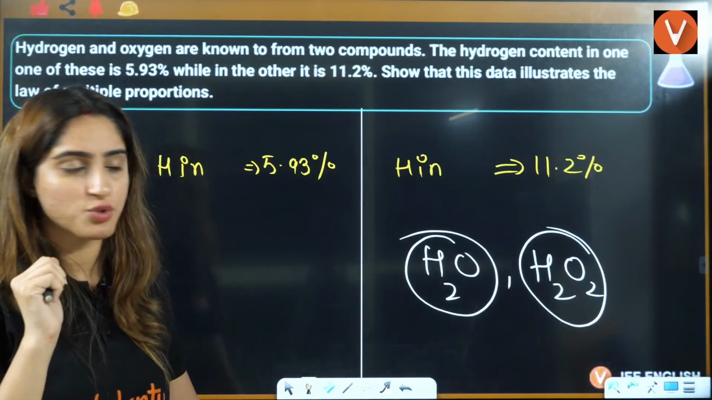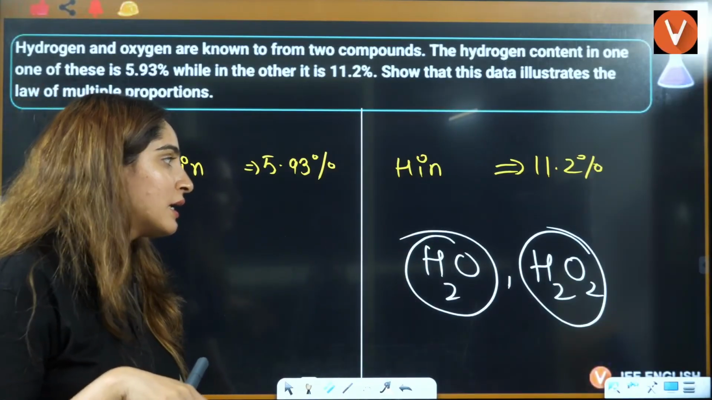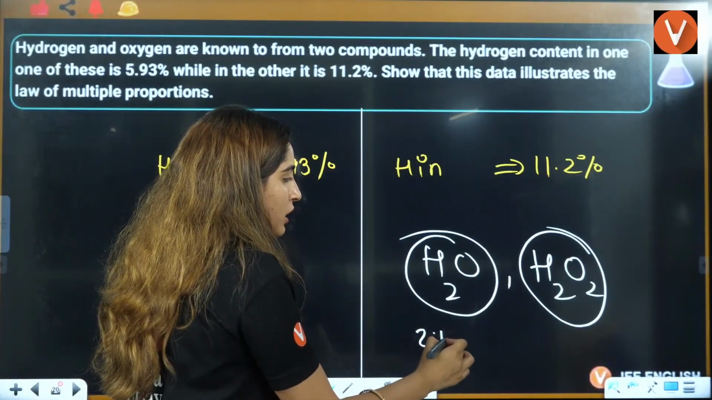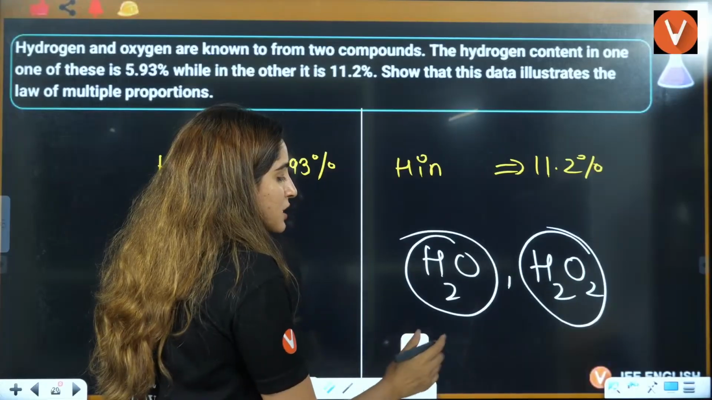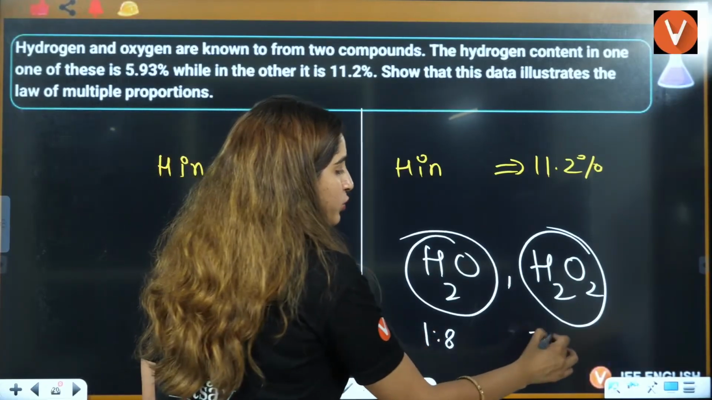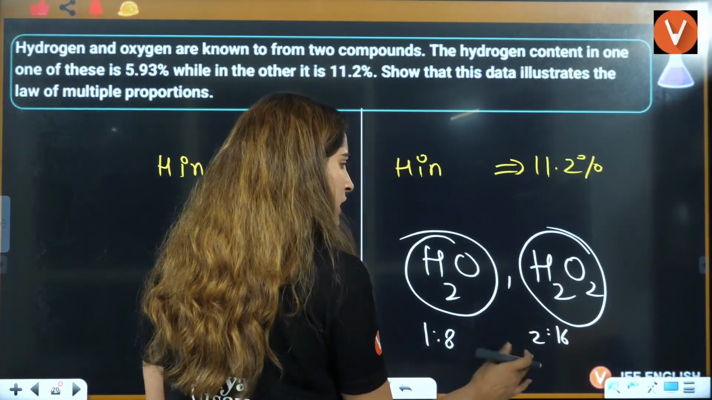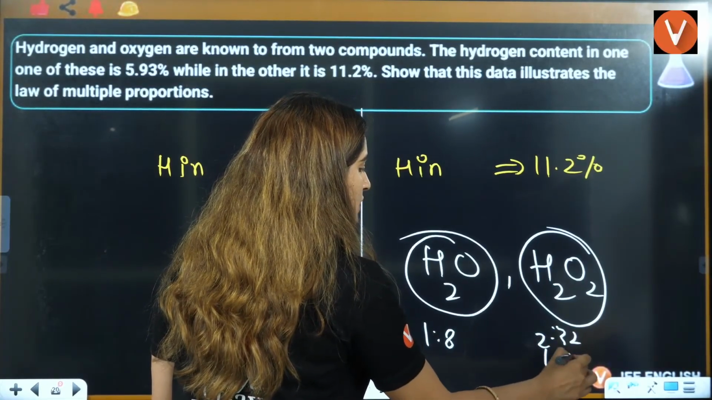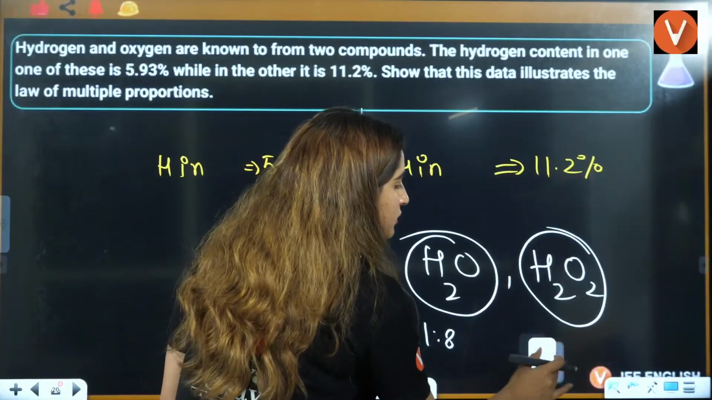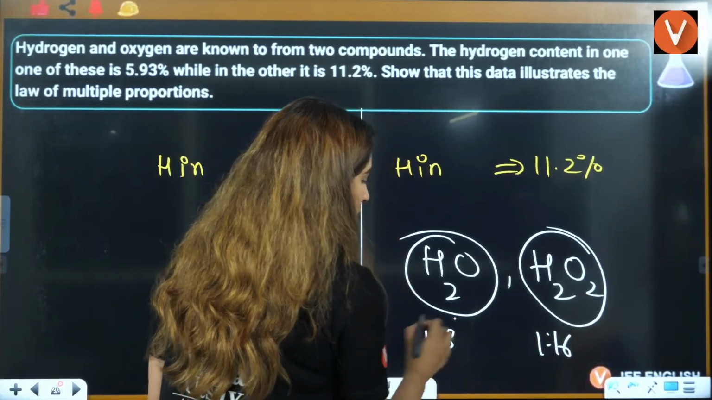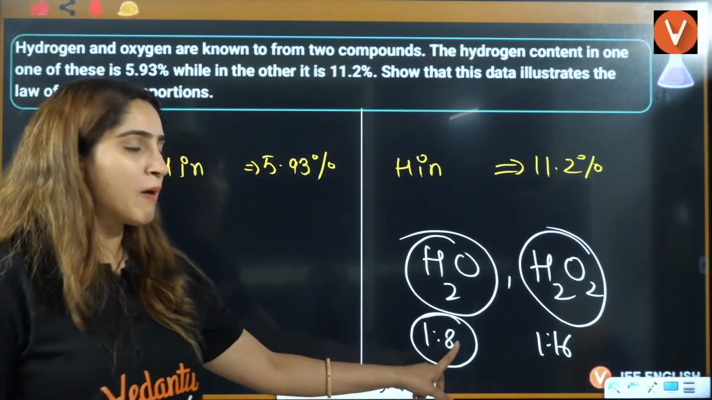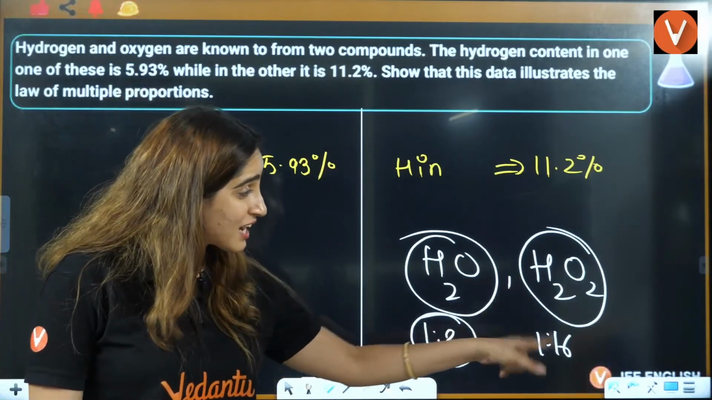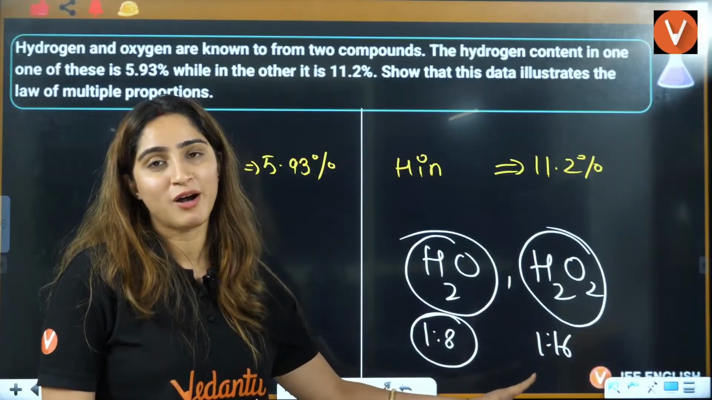Which has more ratio? If you see here, you just need to calculate by mass also. This will be 2 ratio 16, that is 1 ratio 8. This will be 2 ratio 32, that will be 1 ratio 16. So here the ratio is 1 ratio 16. That means in 8 parts of oxygen, you have 1 part of hydrogen, and in this, 16 parts of oxygen will have 1 part of hydrogen.